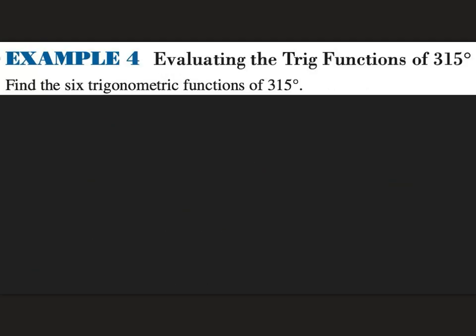All right, so now evaluate the trig functions of 315 degrees. So let's draw 315 degrees. It's bigger than 270, so 90, 180, 270. So this is one of our special angles. It's in quadrant 4. So this tells us that the x is positive and the y is negative. We got a plus minus situation going on here.